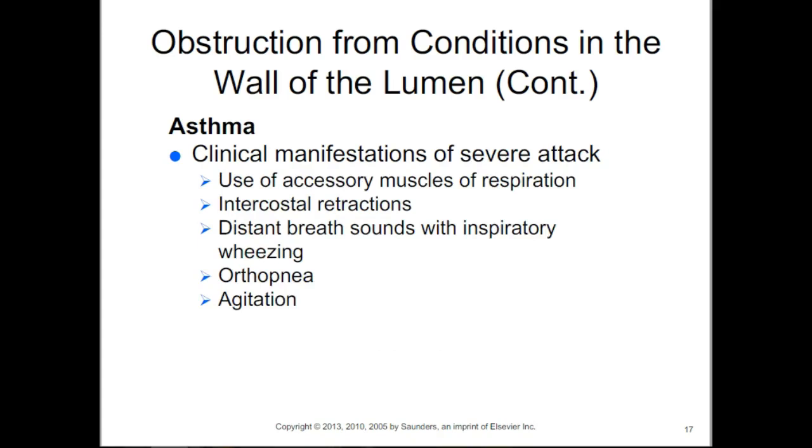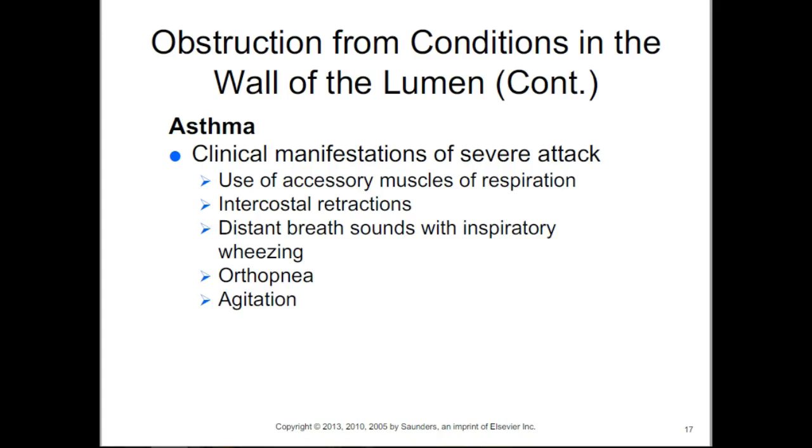So in the case of a very severe attack, I want you to look for use of the accessory muscles of respiration, including the scalenes in the neck. So if you see the muscles in the neck start to get tense, that is somebody who's really struggling to breathe. You might see intercostal retractions. If the person is quite thin, you might see movements in between their ribs, right? Especially if it's a child, without a lot of muscle development.